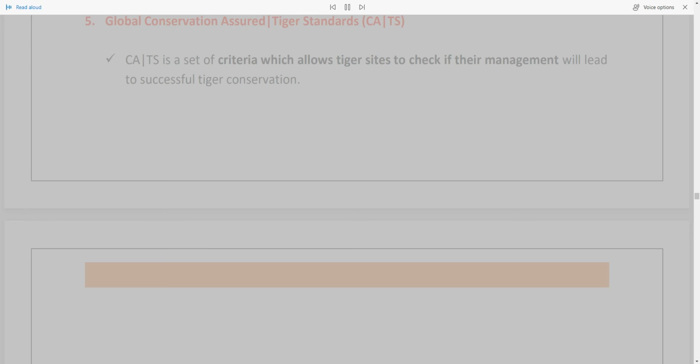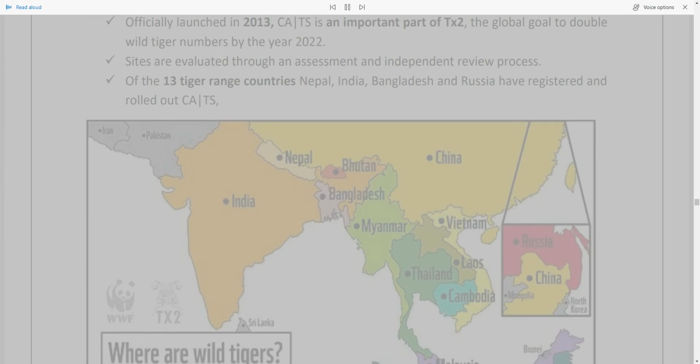5. Global Conservation Assured Tiger Standards, CATS. CATS is a set of criteria which allows tiger sites to check if their management will lead to successful tiger conservation. Officially launched in 2013, CATS is an important part of TX2, the global goal to double wild tiger numbers by the year 2022. Sites are evaluated through an assessment and independent review process. Of the 13 tiger range countries, Nepal, India, Bangladesh, and Russia have registered and rolled out CATS.